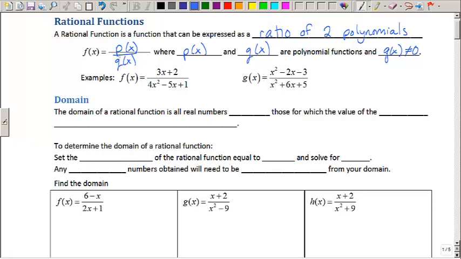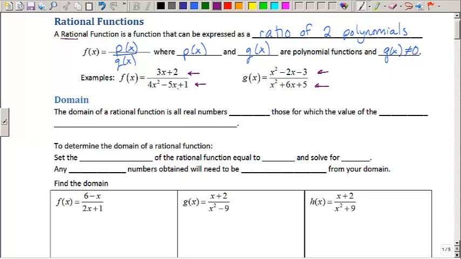So here are two examples of what a rational function can look like. F of x equals 3x plus 2 over 4x squared minus 5x plus 1. Notice the numerator is a polynomial. The denominator is also a polynomial. When you take the ratio of these two polynomials, the entire function becomes a rational function. Rational, again, coming from the word ratio. Similarly, in g of x, the numerator is a polynomial and the denominator is a polynomial.